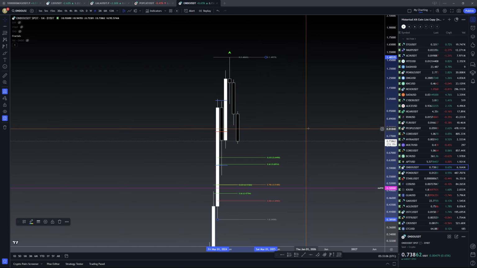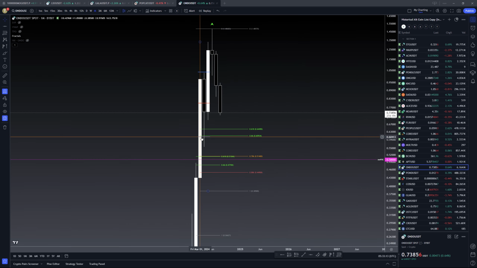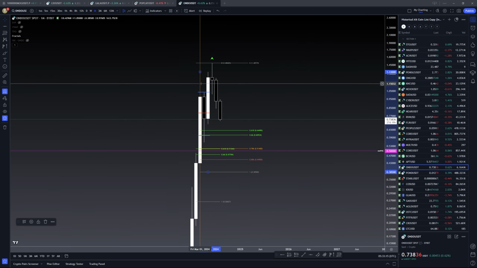Oh, look at that fib confluence. That's pretty. That's where you want it right there. That's the mama right there. That's beautiful.